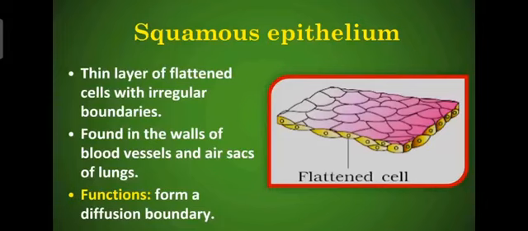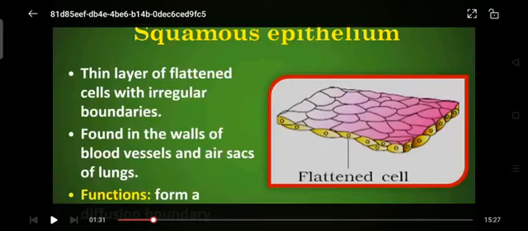So what's their function? It forms a diffusion boundary. As I told, these are present in the blood vessels. You know, the exchange of gases takes place between the blood vessel and the lungs, air sacs. So both these membranes should be very thin so that diffusion can occur. From the blood, carbon dioxide should go to the air sacs, and from the air sacs, oxygen should diffuse into the blood. So for this diffusion, the squamous epithelium cells, which form the simple single layered epithelium, are very helpful.